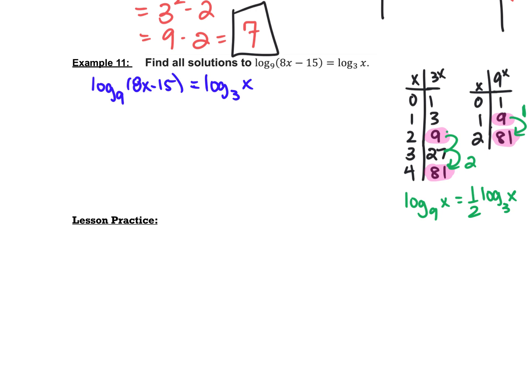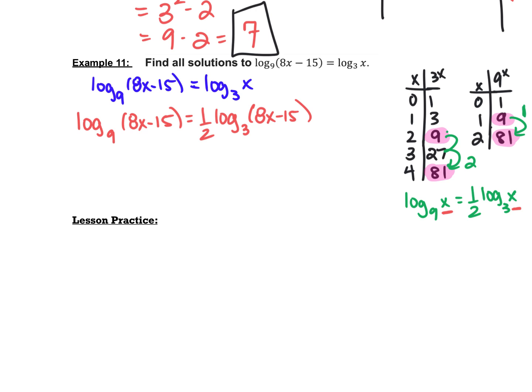So here's what we're going to do. We're going to do some equality here, because if the inside stuff is the same, the relationship is half. So let's do this. Log base 9 of 8x minus 15 would equal half of log base 3 of 8x minus 15. So that's the equality right there.